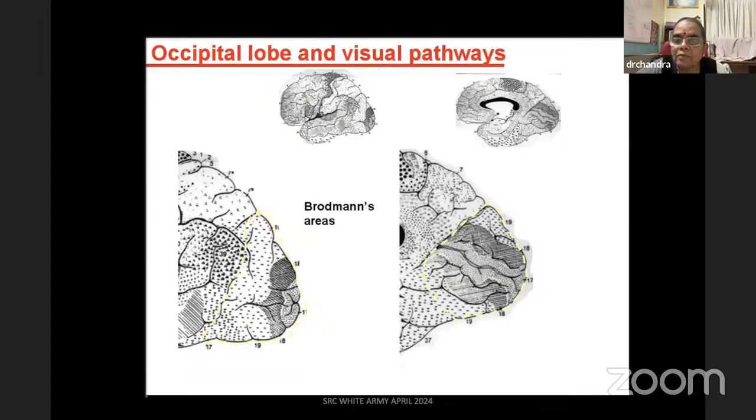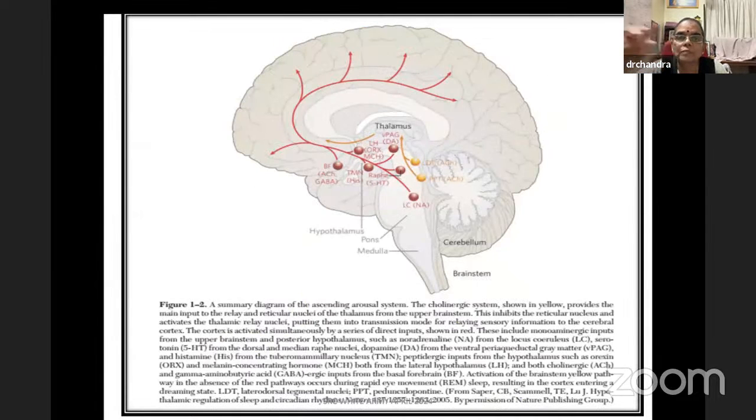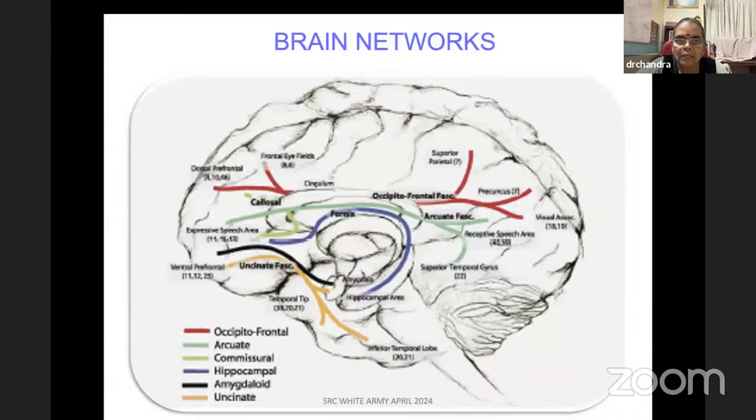17 is the primary visual cortex, 18 and 19 are the association cortices. And how it receives information: the alerting system, the ascending reticular activating system, and the thalamo-cortical projections. They alert the organism to the seen world. If you are sleepy and not alerted, we don't perceive anything. So the ARAS alerts the system to observe what is relevant to the organism.